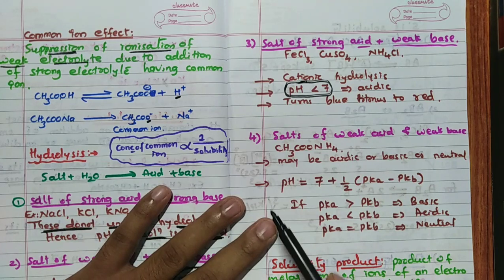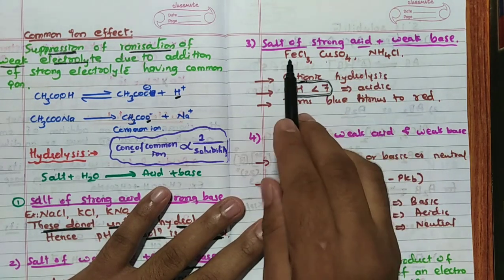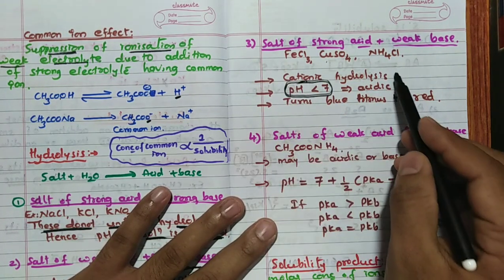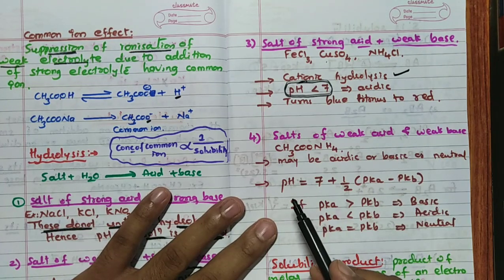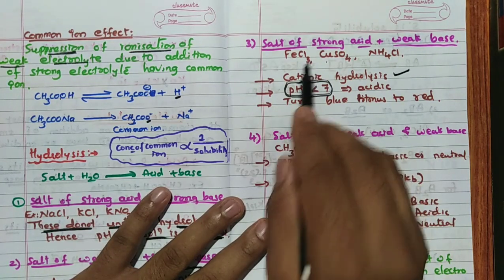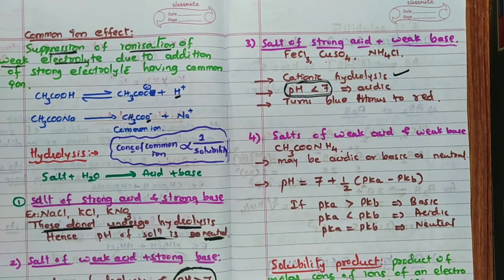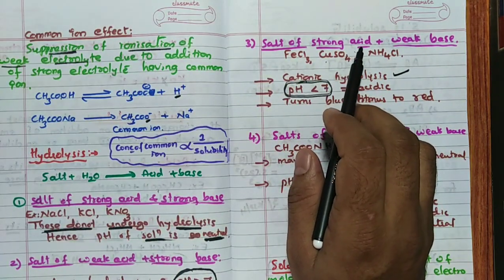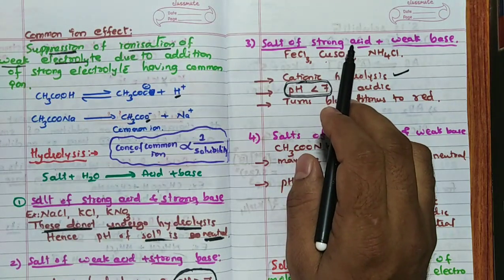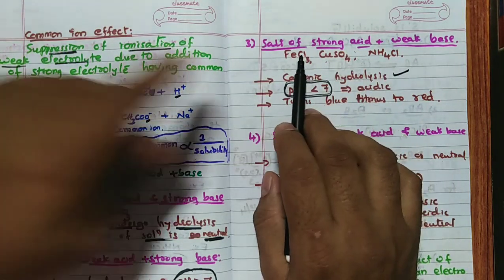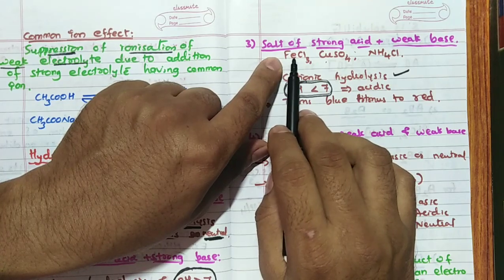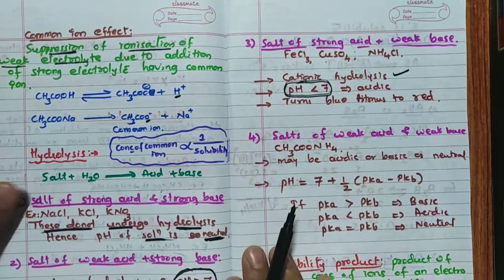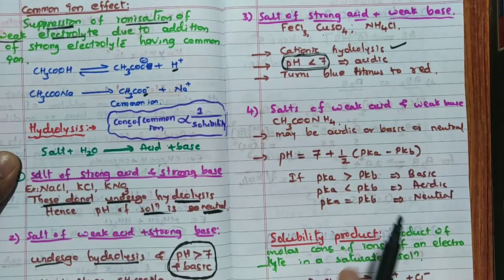So, remember, examples like NH4Cl, CuSO4, FeCl3 will undergo cationic hydrolysis. Very important: only the cation undergoes hydrolysis. What is the reason? The anion comes from a strong component, and an anion from a strong component will never undergo hydrolysis. The cation comes from the weak base, so the cation undergoes hydrolysis. It turns blue litmus to red.